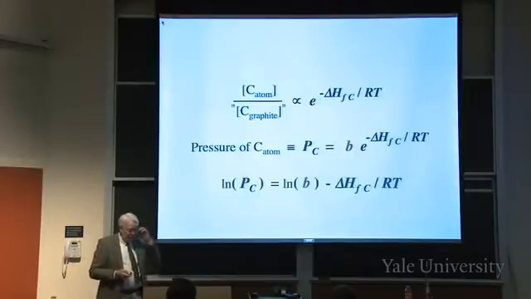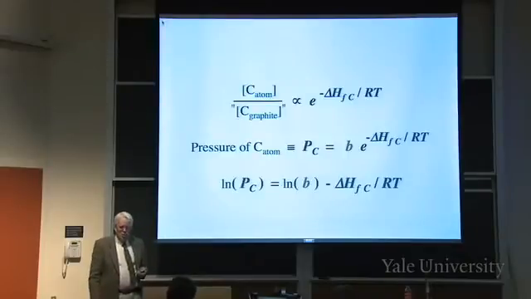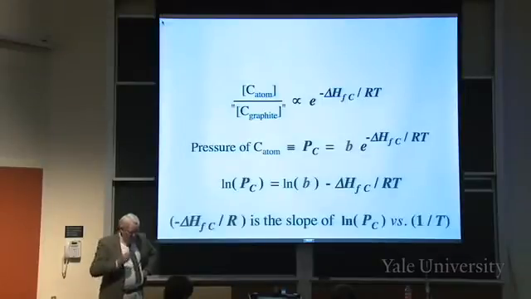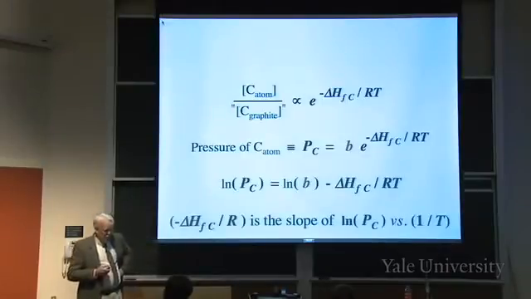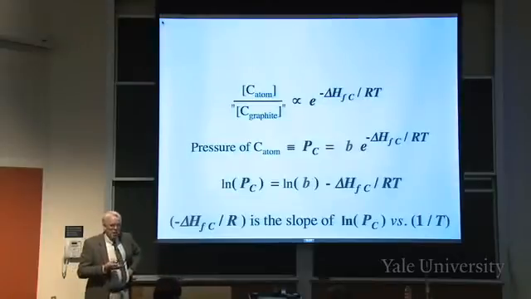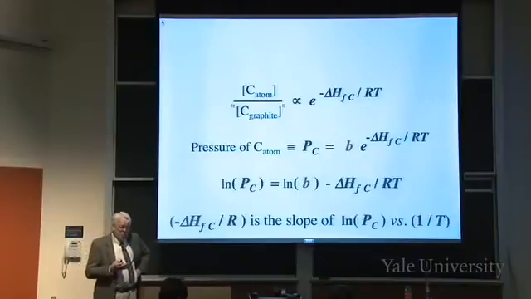So we get some constant on the right, and then that heat of formation in the exponent that we want to find. So that means we could write, if we took the log of both sides, the log of the pressure of carbon atoms is the log of whatever B is, that's some constant, minus this other term. And what that means is that minus the heat of formation of the carbon atom divided by R is the slope of a plot of the pressure of carbon atoms versus 1 over T.